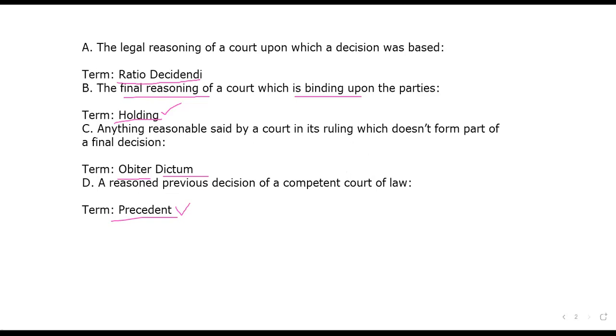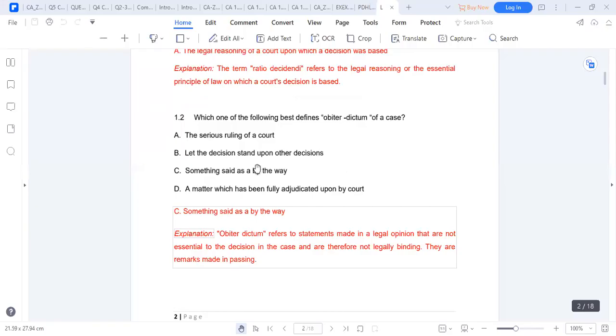So let's go to another question. I'm trying to expand more than just answering the question so you understand what each of them means. Now the question is: which one of the following best describes obiter dictum? It is something that is said by the way. So something said by the way doesn't have a holding. So obiter dictum is simply what? Something said by the way.